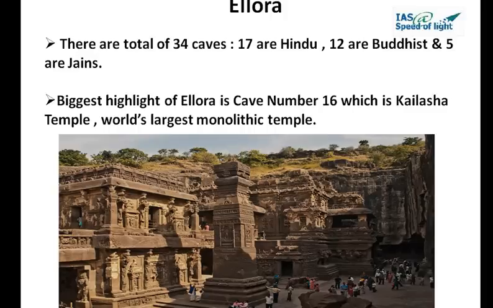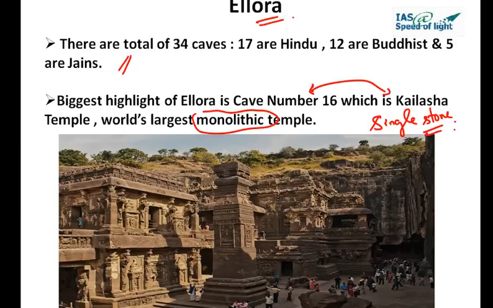Then we come to Ellora. There are a total of 34 caves, of which 17 are Hindu, 12 are Buddhist, and 5 are Jain. The biggest highlight of Ellora is cave number 16, the Kailasha temple, which is the world's largest monolithic temple. Monolithic means cut from a single stone. So Kailasha temple is cave number 16, again sweet candy, you have to relate it with Kailash.